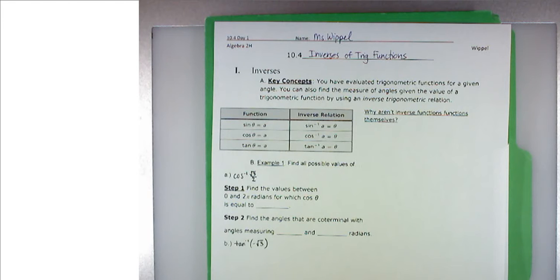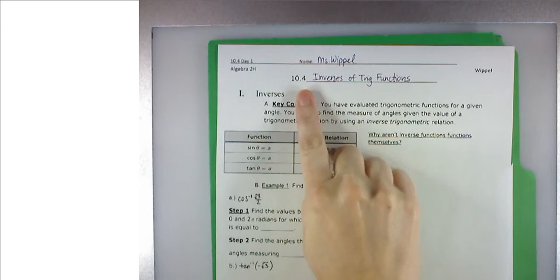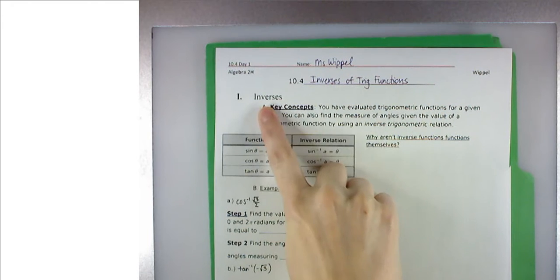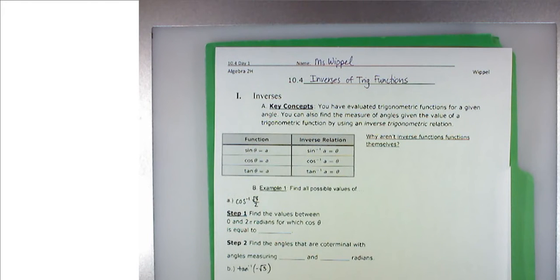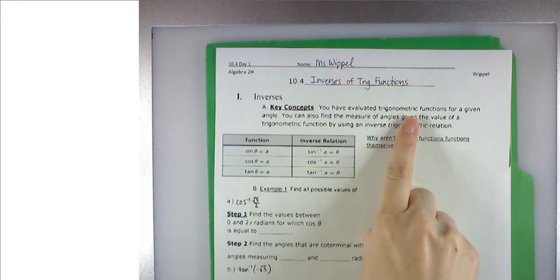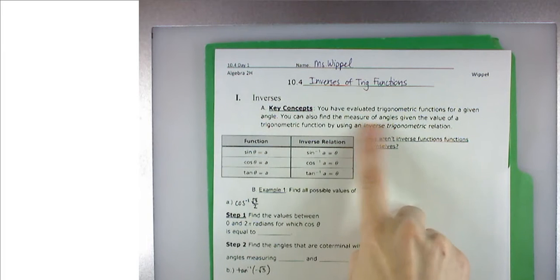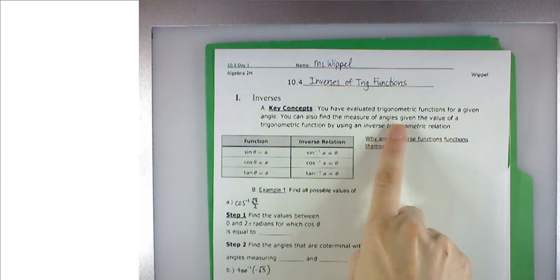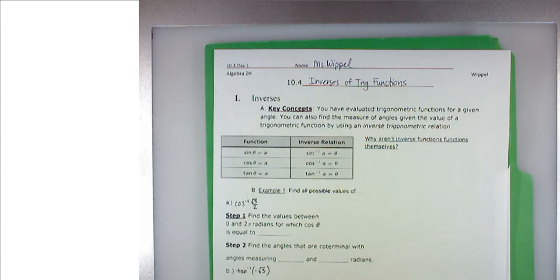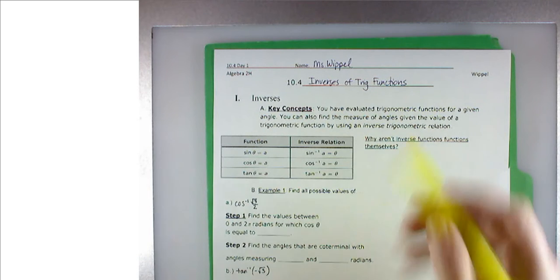Hello, we are here learning 10.4 today, and our focus today is going to be inverses. You have already evaluated trig functions when you're given the angle, but you can also find the measure of the angles by using the inverse. You actually did some of this in geometry. Whenever you are trying to find an angle measure, that is when you would use the inverse.